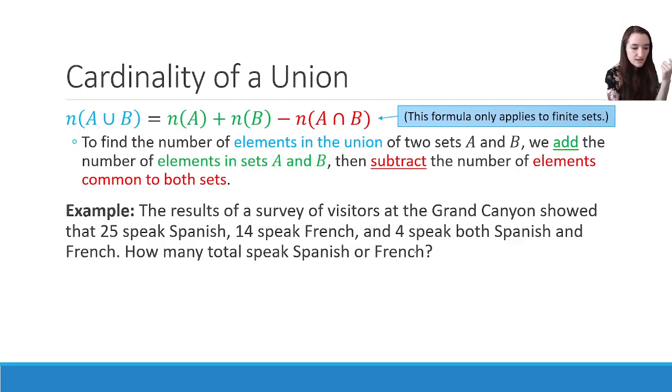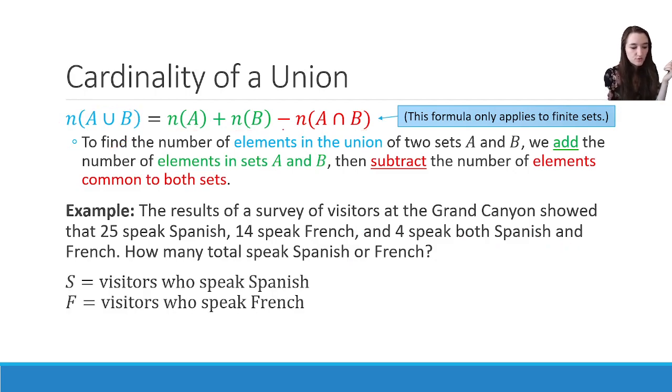So again, pay attention to the ands versus the ors. Spanish or French means one or the other or both. That's the union. So we want to know the union. We were given the intersection, that's the and, as well as the individuals. So if I say S is the set of visitors who speak Spanish, F is the visitors who speak French, then the cardinality of S is 25 and the cardinality of F is 14, and the cardinality of their intersection is the 4.